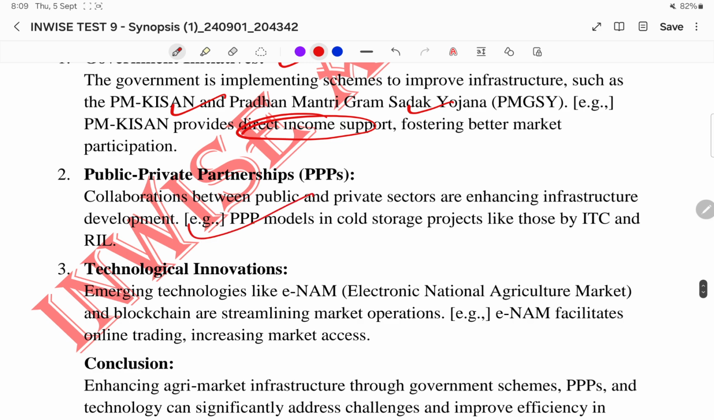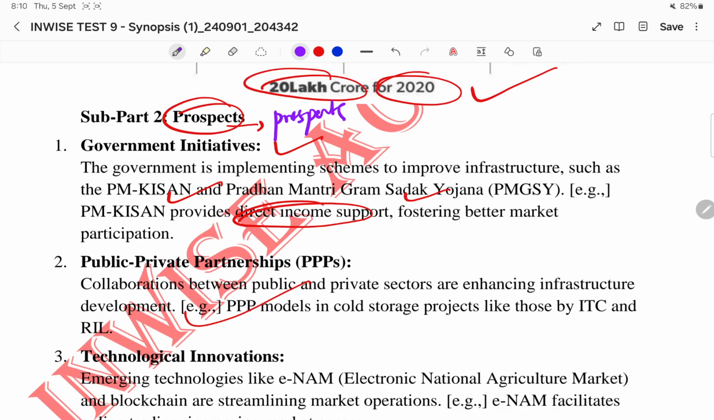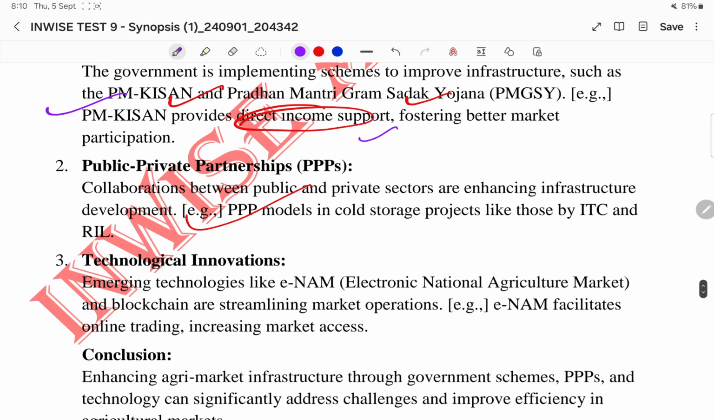Then public private partnership. See, before writing the answer, first you should know the meaning of prospect, right? Prospect is nothing but a future event, like what is the future of it? So what are the possibilities to enhance market access? It is with respect to markets, right? So schemes like PM Kisan mean direct income support. Then public private partnership: in which areas they need to develop, like cold storage.